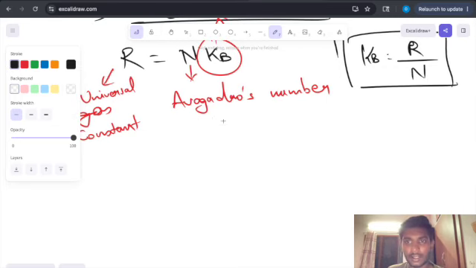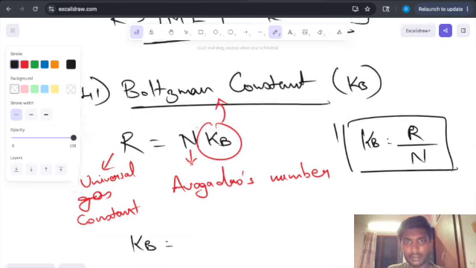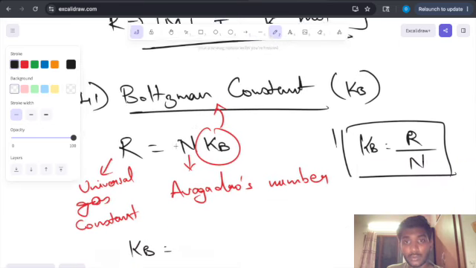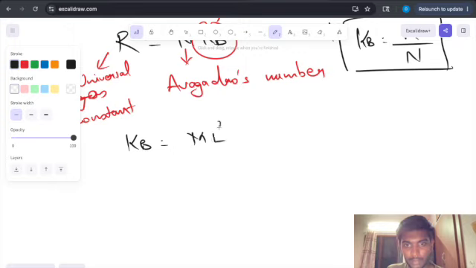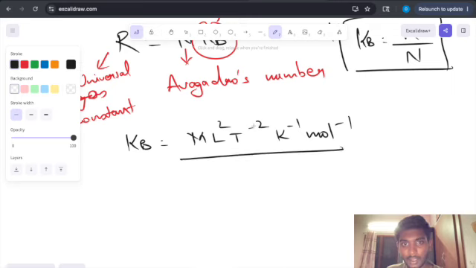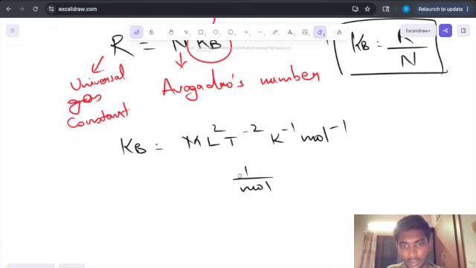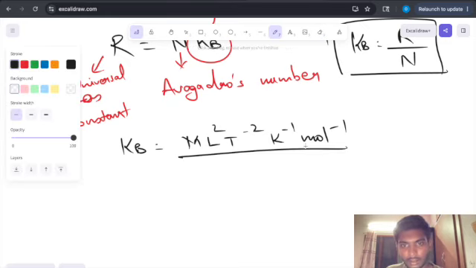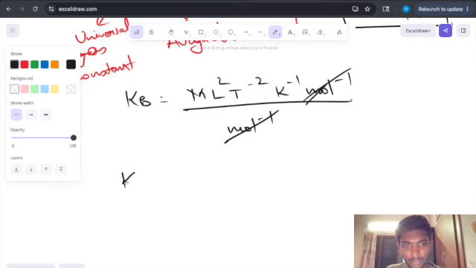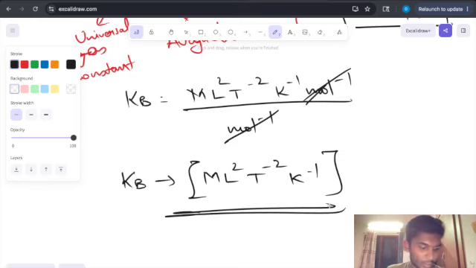I know what is R. So K B equals R, which is M L square T power minus 2 K inverse mole inverse, by Avogadro number, which has a dimension 1 by mole, which is mole inverse basically. So mole inverse will get cancelled. Therefore, K B's dimension will be M L square T minus 2 K inverse. This is Boltzmann constant's dimension.